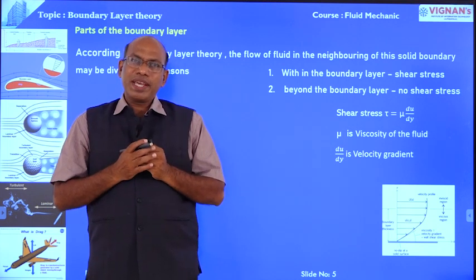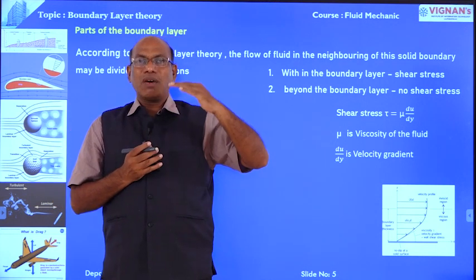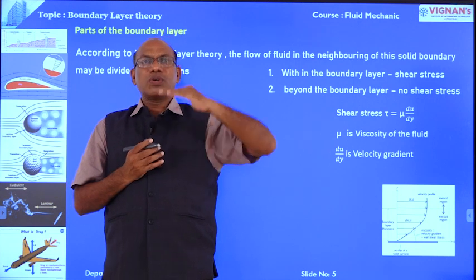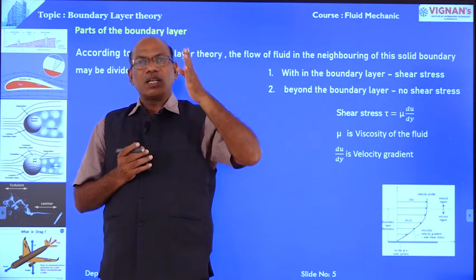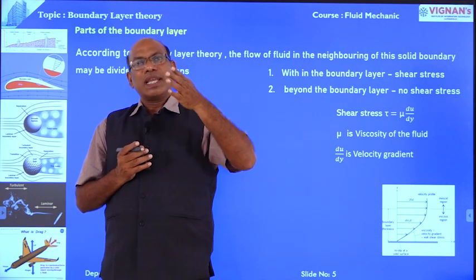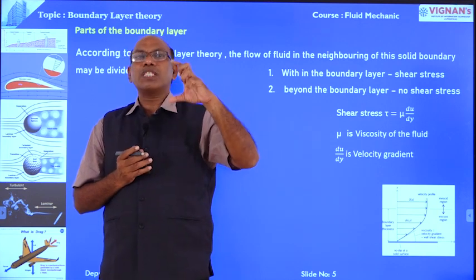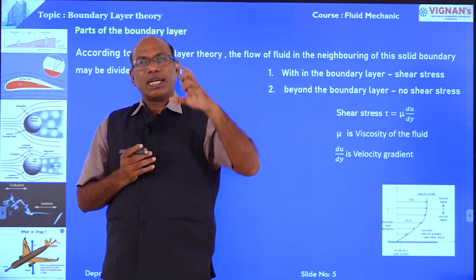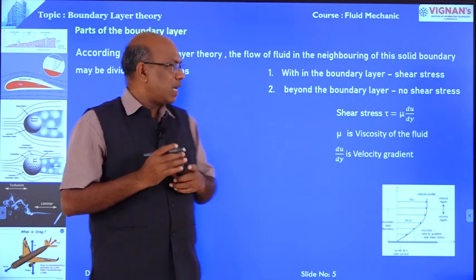So what is boundary layer? Boundary layer means the variation of velocity from 0 to free stream velocity in the direction normal to the plate takes place in a narrow region in the vicinity of the solid boundary. This narrow region is known as boundary layer. The theory related to this boundary layer is known as boundary layer theory.